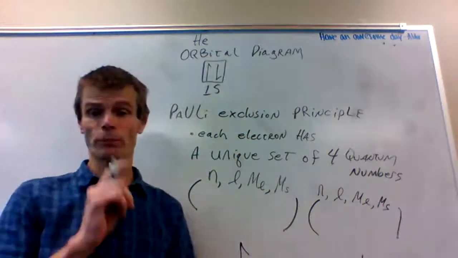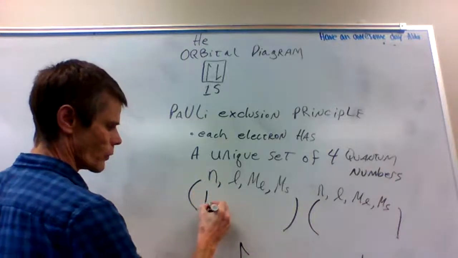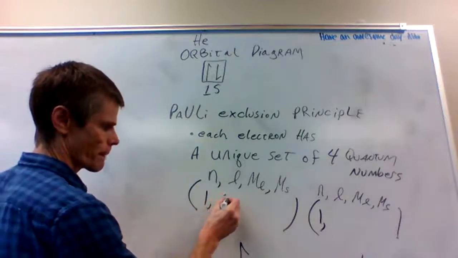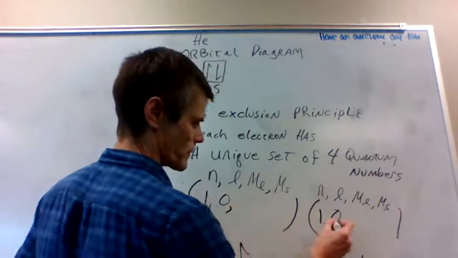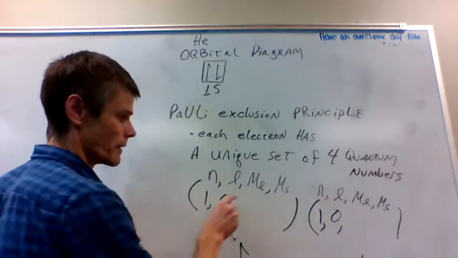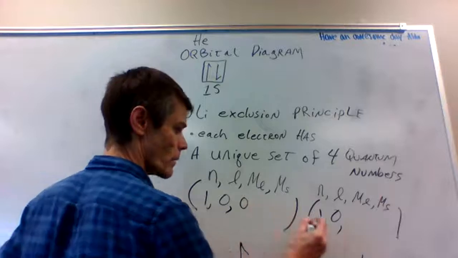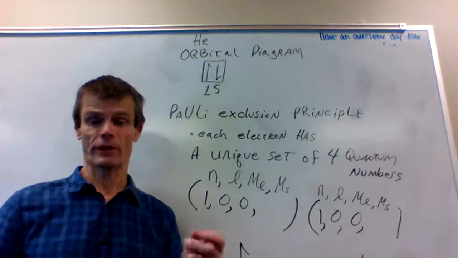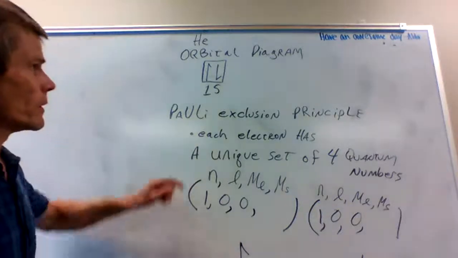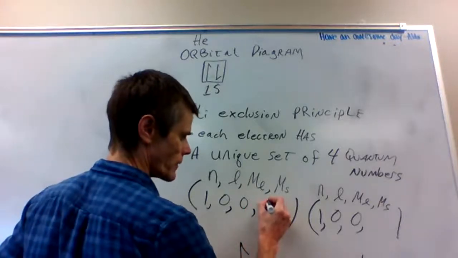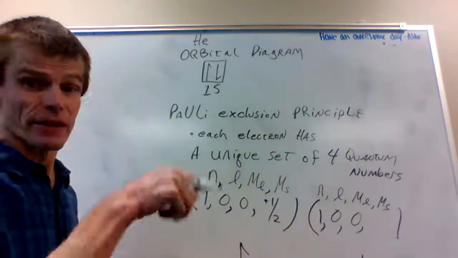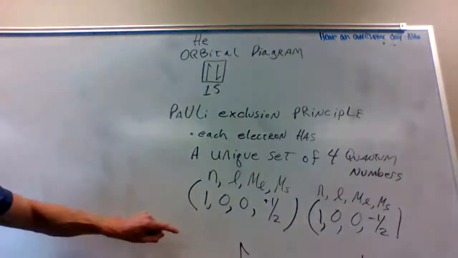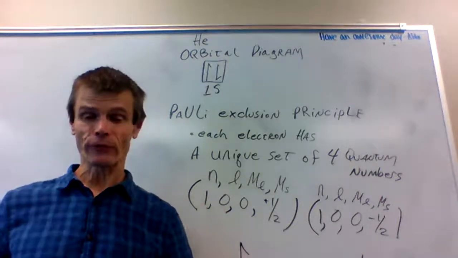So both of them are in the first principal energy level. They both have an n value of 1. The only allowed value of l is 0. Likewise, the only allowed value of our magnetic quantum number is 0. So up to now, they both have the same 3 quantum numbers. So they have to have something unique about them. One of them is spin up, and that's positive 1/2. And the other one is spin down. That's negative 1/2. So we end up with 4 different quantum numbers.